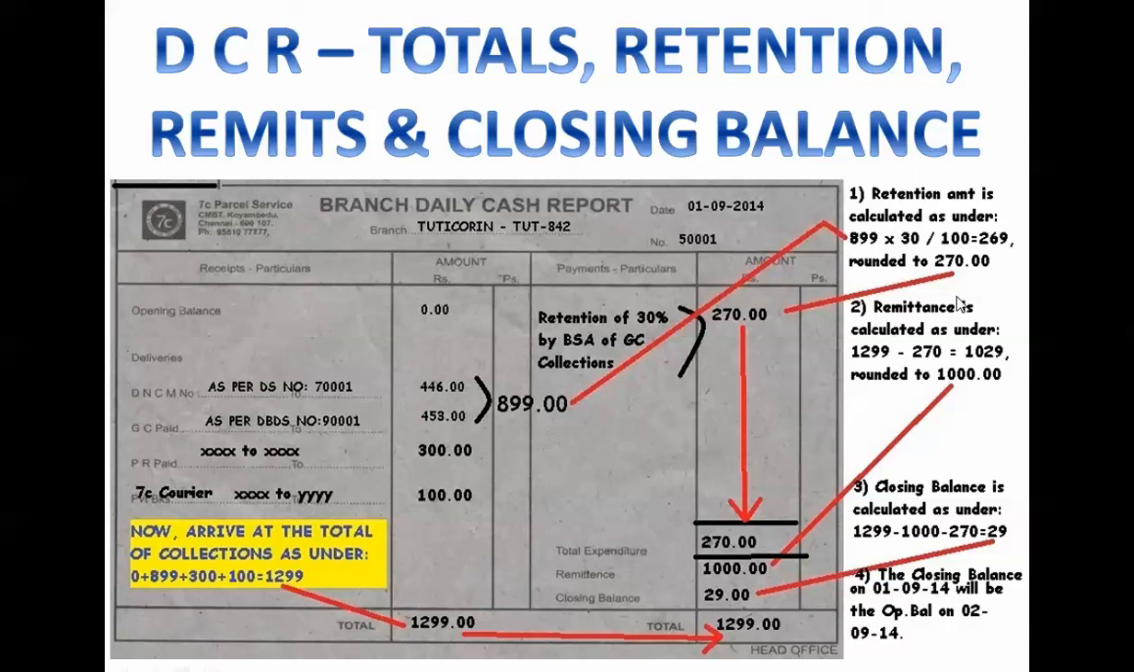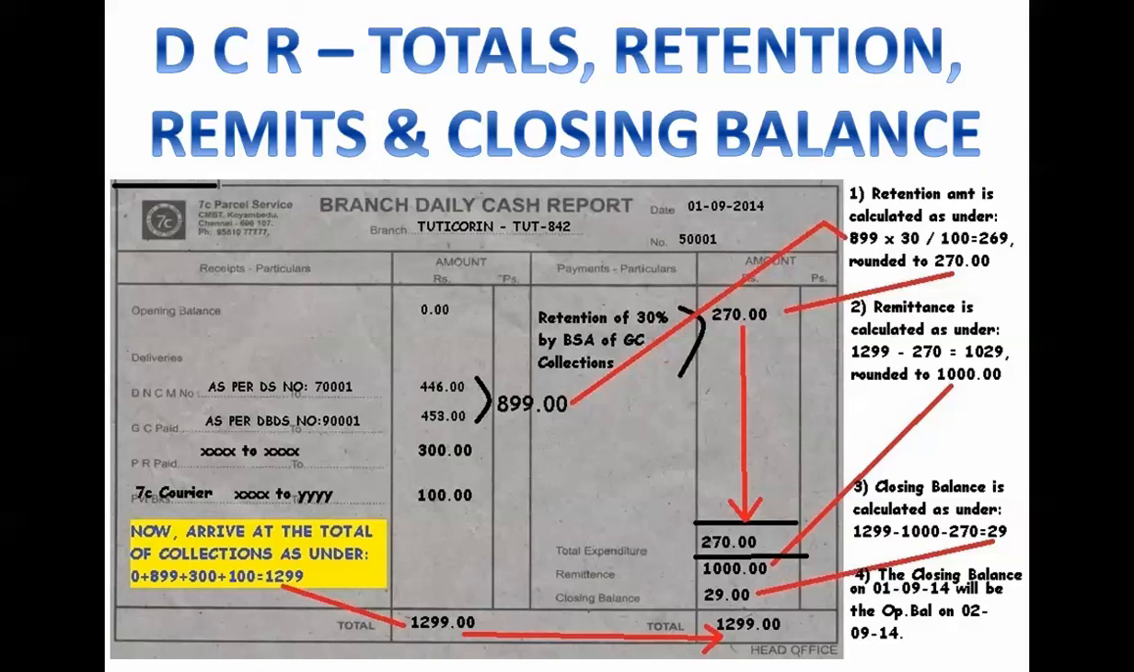How much do you remit to head office? Now remittance is calculated this way: 1299 is the total that is appearing here on the right side, minus 270 that he has retained through the above formula, gives you a balance of 1029. It is not necessary to remit the entire 1029. You round it off to 1000 rupees so that Tuticorin is left with a closing balance of 29 rupees. So you enter here 1000 rupees against the remittance heading. 1000 rupees is what is to be remitted into the company's bank account.